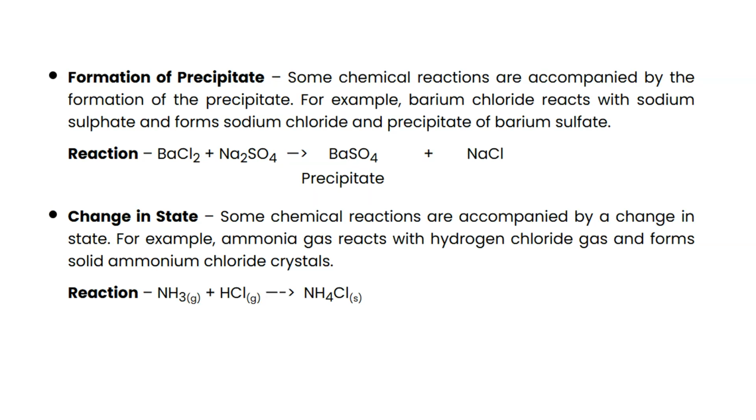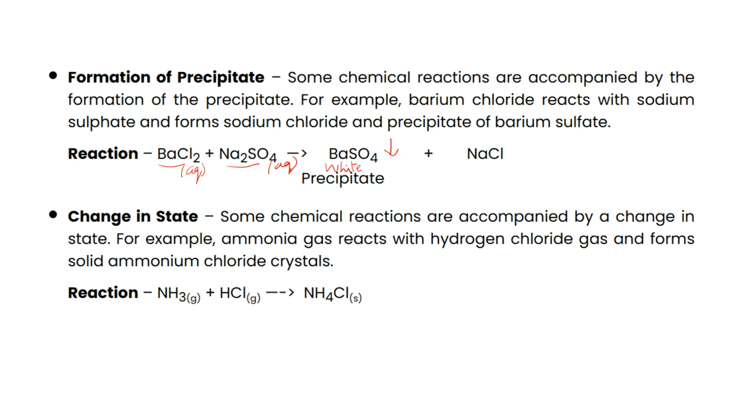Next is formation of precipitate. Say you take barium chloride. Barium chloride is colorless. Sodium sulfate solution is also colorless. When you mix these two solutions, we get a white precipitate of barium sulfate. You can see the color change and it forms a precipitate.